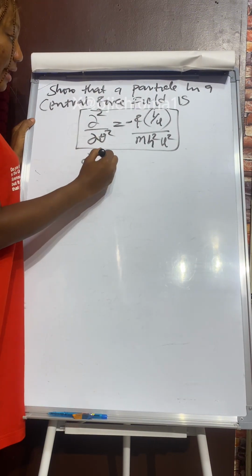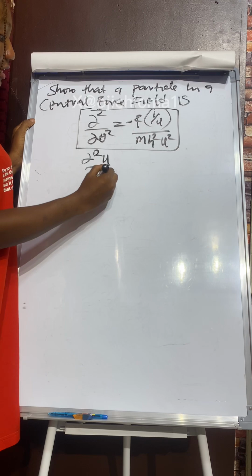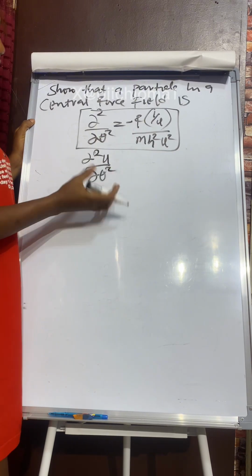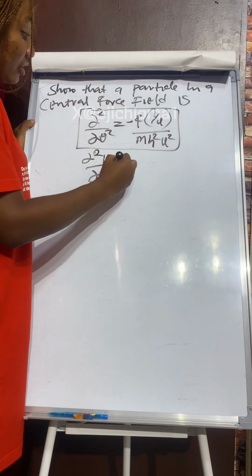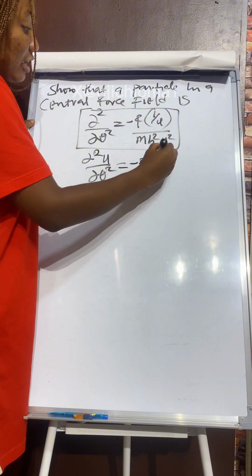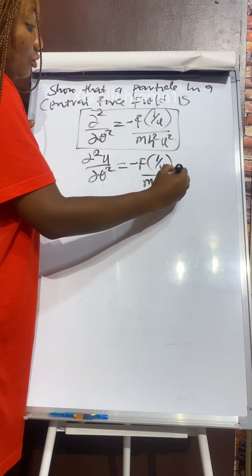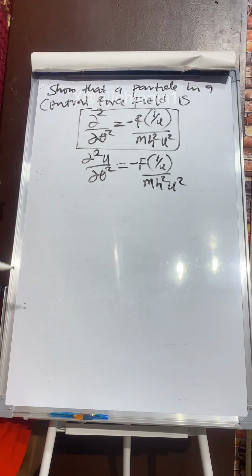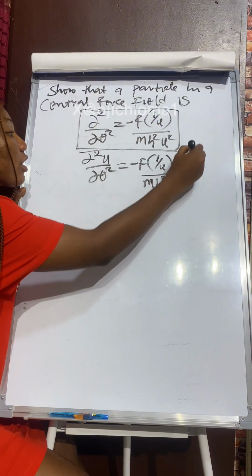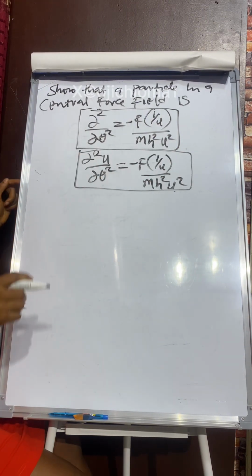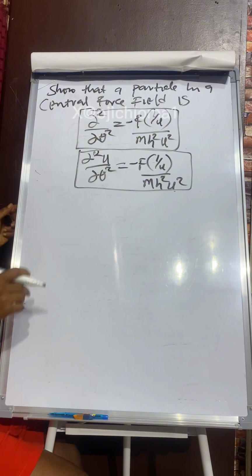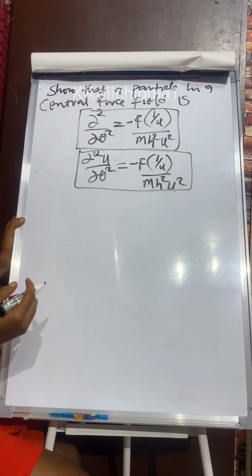d square u over d theta square, which is the second derivative, which shows acceleration, equals minus f as a function of 1 over u over m h square u square. That is it. Now this is the equation we are working with. We want to show that a particle in a central force field is equal to this. Before we go, we break this down.